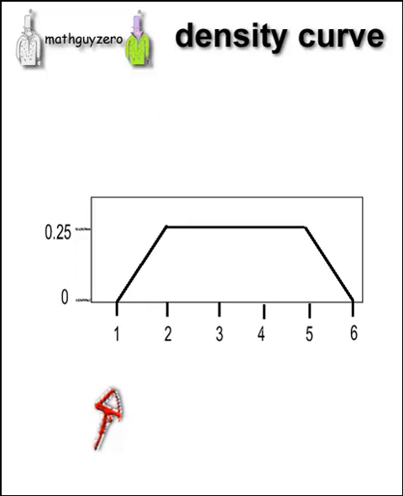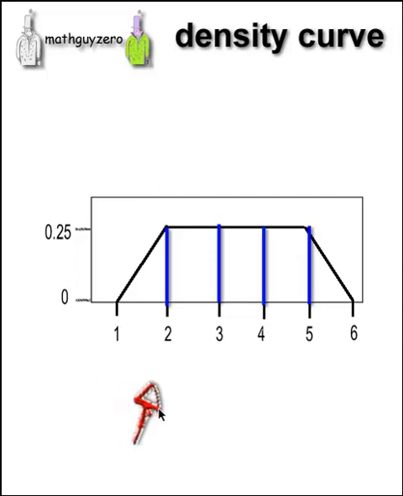So we'll break it down into rectangles and triangles. Let's find the rectangle area first. Those are the easiest. It's just height times width. So the width of this is 3 minus 2, so it's 1 on the base, and 0.25.